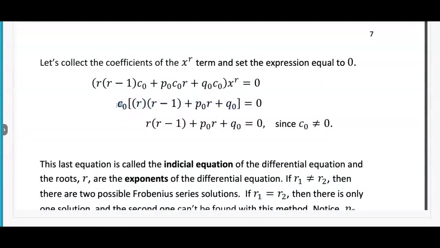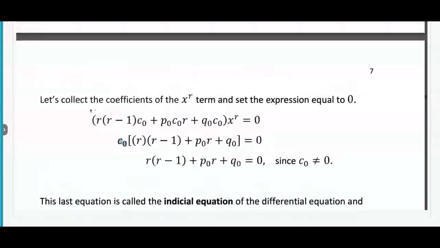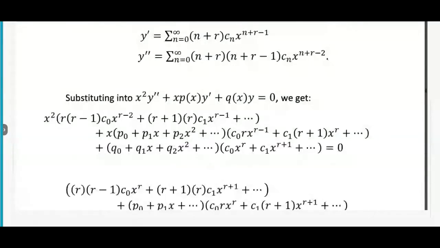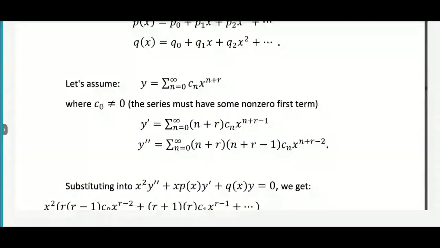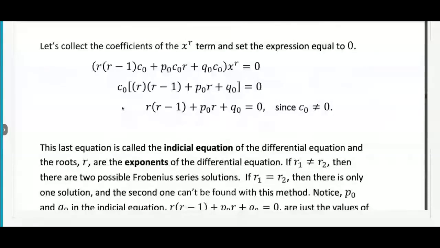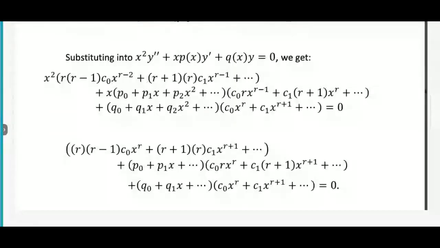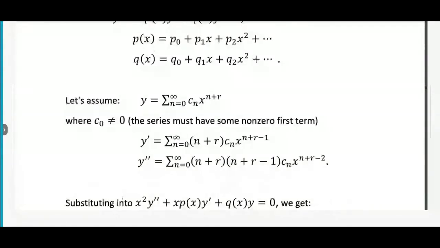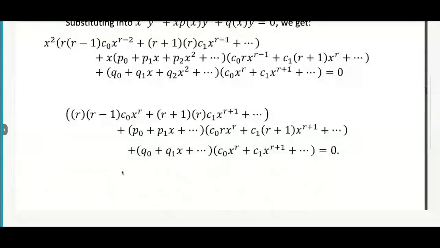So it means we have this. And we want C naught not to be 0. Remember from the very beginning, I don't want C naught to be 0. So if C naught is not 0, then this is 0. So that's r times r minus 1 plus p naught r plus q naught equals 0. It'll be good for you to go through these calculations, all right?